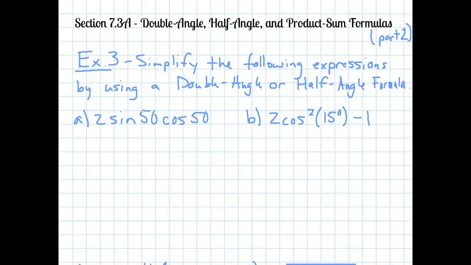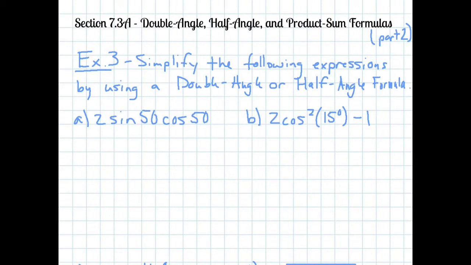Today's lesson, section 7.3a, we're talking about double angle, half angle, and product to sum and sum to product formulas. And this is part 2 of that previous video. Here, for this example, I want to be able to simplify the following expressions by using double angle and half angle formulas. So here we're just going to simplify. We're not actually going to find the exact value afterwards.